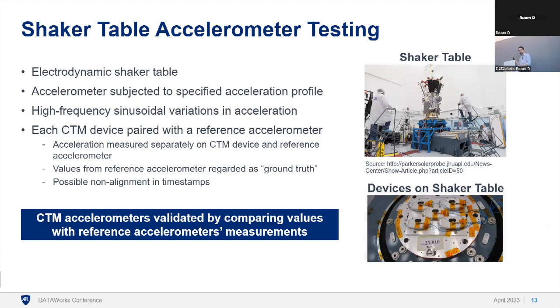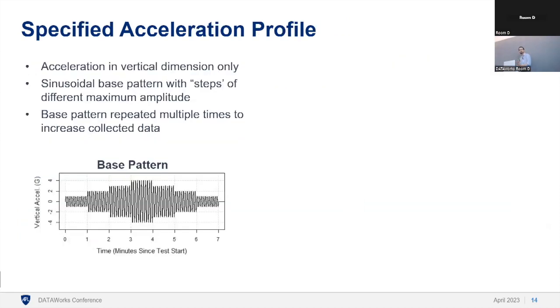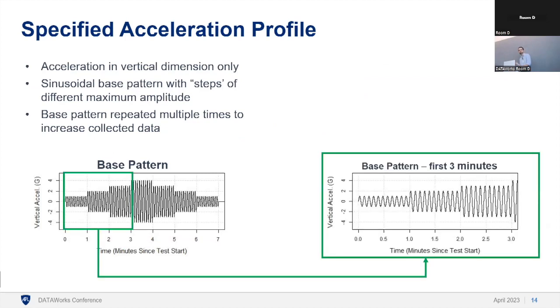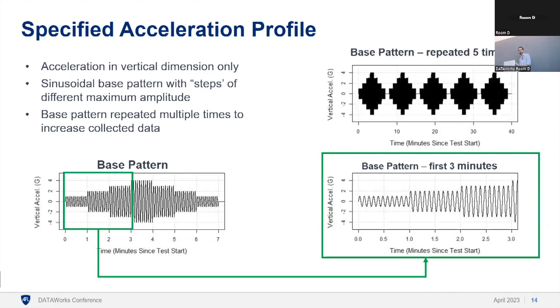And then we're also measuring at the same time with the reference device that provides us the ground truth. And it's by comparing our time series for the device with the time series from the reference accelerometer that we're trying to gain assurance. Okay, so here's a look at that sinusoidal profile. It just continues to go up and down on that table. Here's a better picture zoomed in for the first 3 minutes. And then we repeat this pattern multiple times in order to have more data for our analysis.